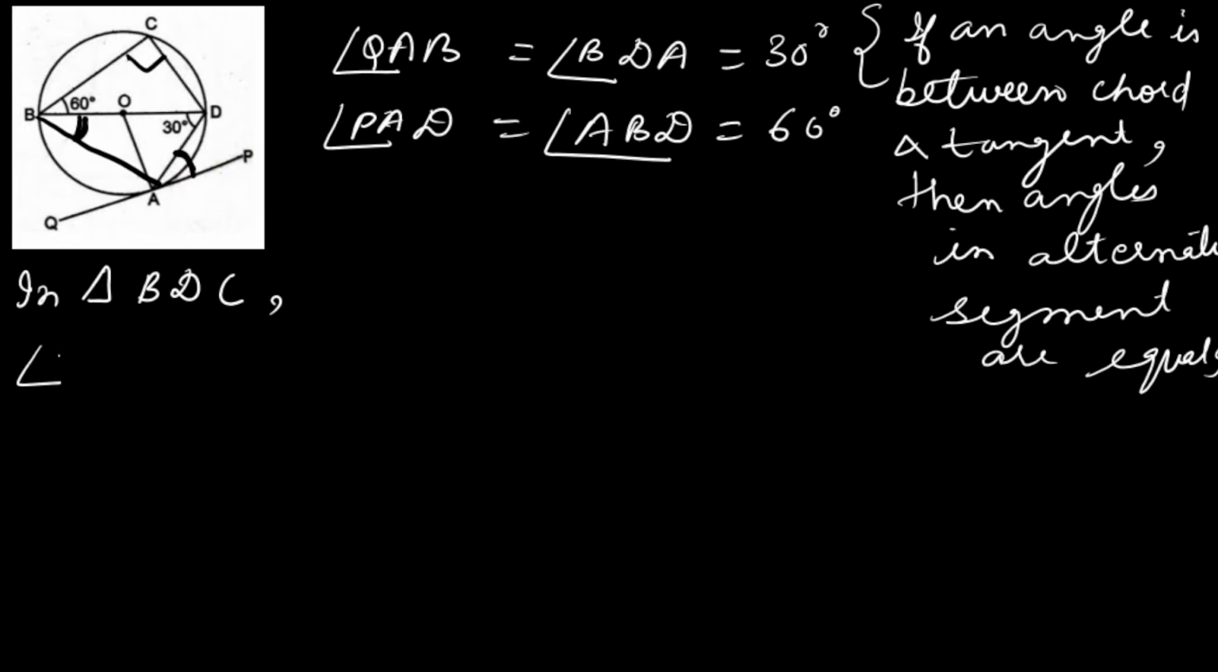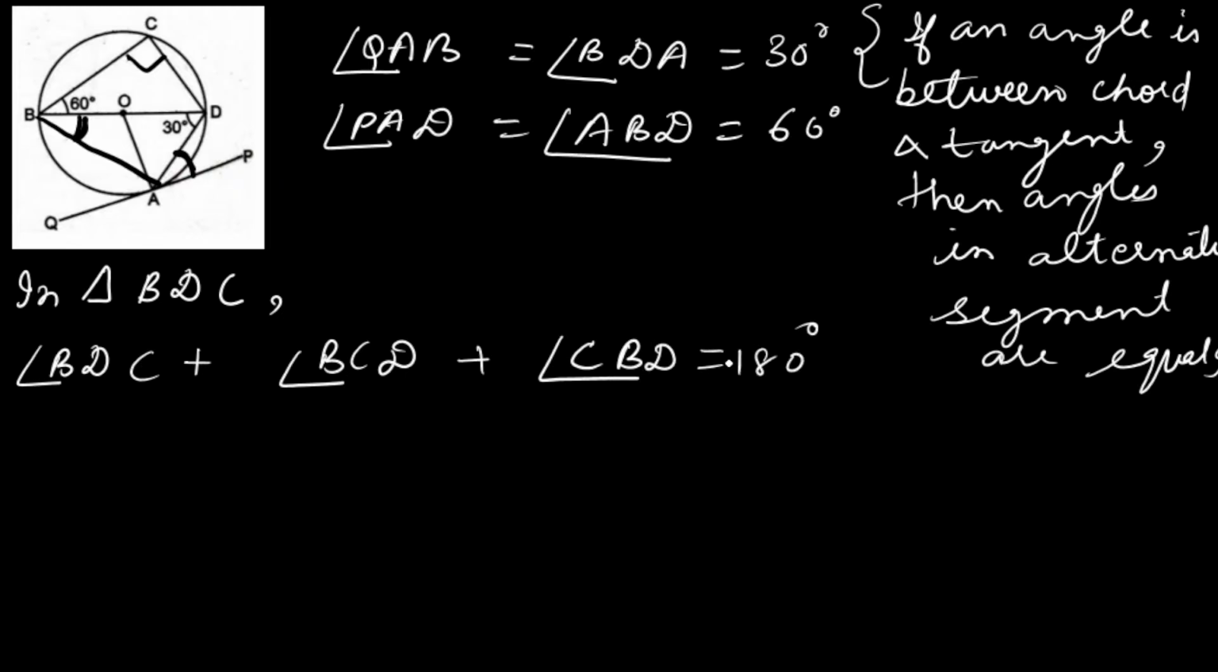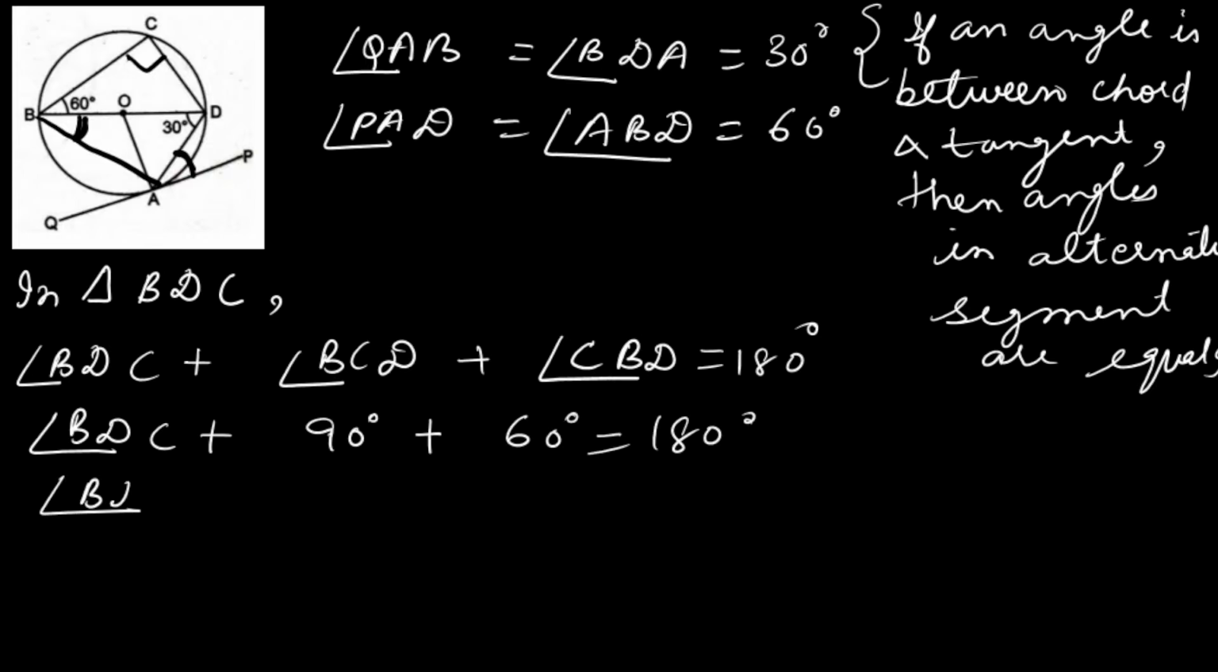So in BDC, angle BDC plus angle BCD plus angle CBD is equal to 180 degrees. So that is the sum of all angles of a triangle. BDC we have to find, let it be BDC only. BCD is 90 degrees because this is the angle in a semicircle, or angle subtended by the diameter. CBD is 60 degrees, that's given to us. This is 180 degrees. So BDC plus 150 is equal to 180 degrees.